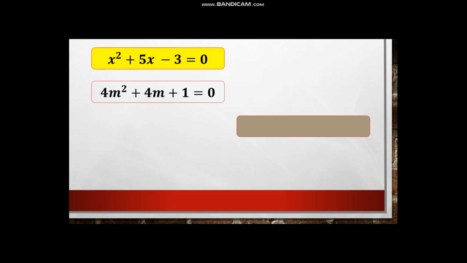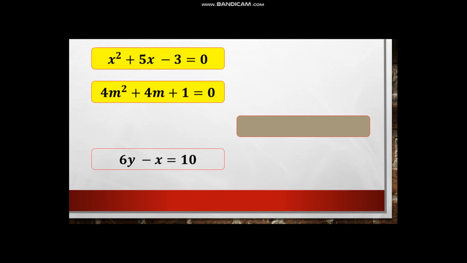Okay, next, 4m squared plus 4m plus 1 equals 0. So, is this a linear equation or a quadratic equation? Okay, very good. Since it has a quadratic term with an exponent of 2, then it is a quadratic equation. Next, 6y minus x equals 10. Is this a quadratic equation or a linear equation?